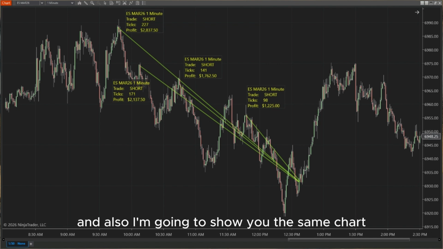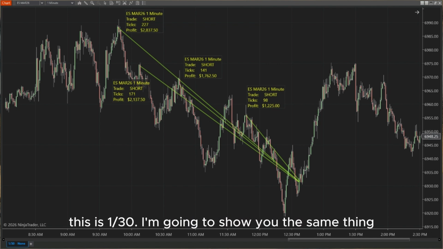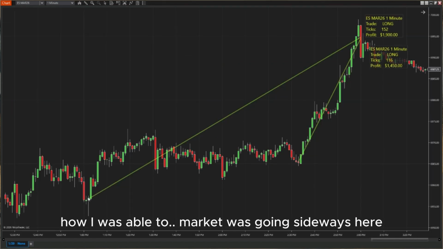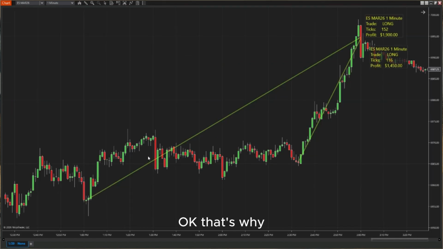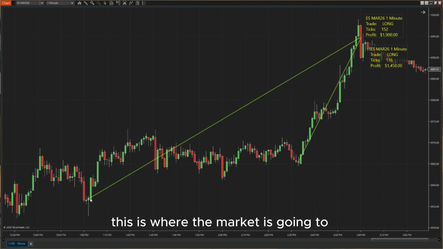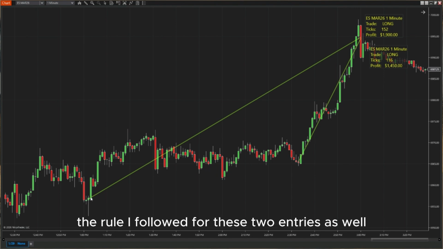I'm also going to show you the same chart for a couple more days. This is the 30th. I'm going to show you how, when the market was going sideways but there was momentum, I was able to know where the market is going to go from here. It will not go much below. I was able to find the same direction. I'm going to show you the reason, and then the entry and the rule I followed for these 2 entries as well.